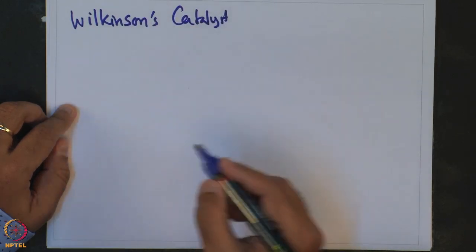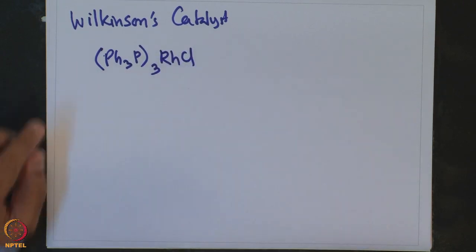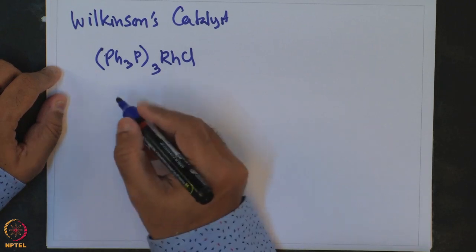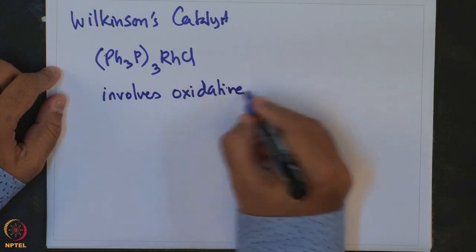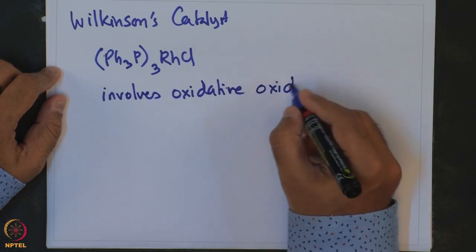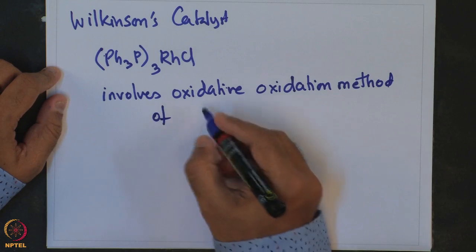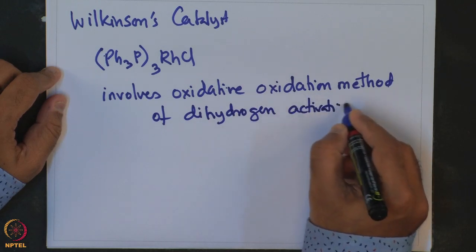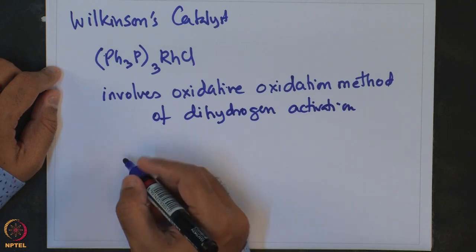Catalyst, which is of the formula (PPh3)3RhCl, and the way it functions involves the oxidative addition method of dihydrogen activation, and hydrogenations of alkenes and alkynes occur at 25 degrees centigrade under standard pressure.